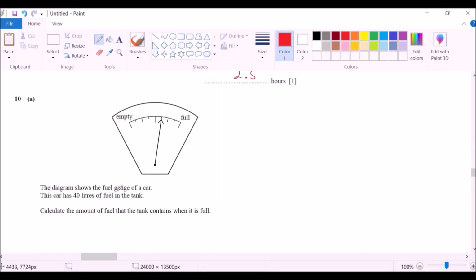The diagram shows the fuel gauge of a car. This car has 40 liters of fuel in the tank. Calculate the amount of fuel that the tank contains when it is full. So let's look at the scale. We have 1, 2, 3, 4, 5 graduations corresponding to 40 liters. When it's full, it will have 1, 2, 3, 4, 5, 6, 7, 8. 8 graduations should correspond to our unknown x.